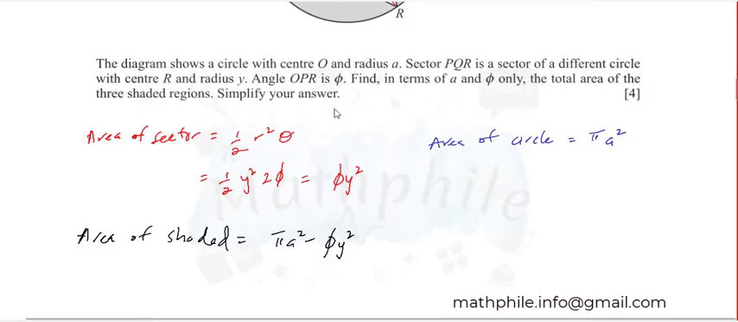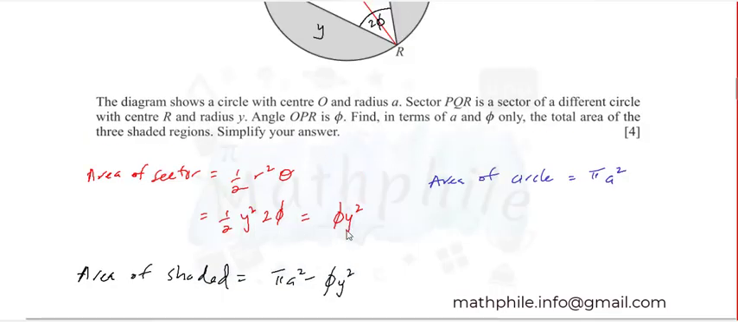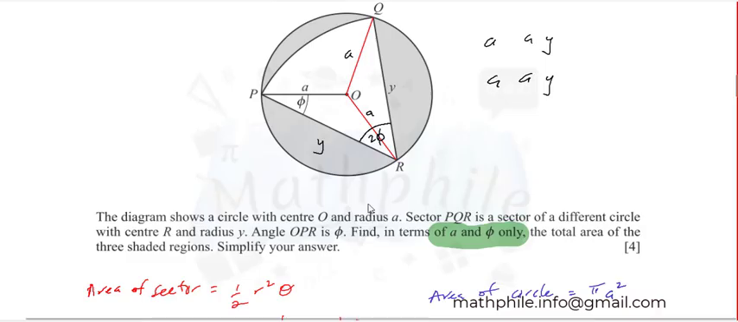This would have been okay if we were just looking for the area of the shaded portion, but because of this condition that this should be in a and phi only, we need to do something about this y. Let's go back to the diagram and see what we can do. From triangle POR, I can see that it is an isosceles triangle. So if I produce this line, the line from the center is going to bisect the line at the base.